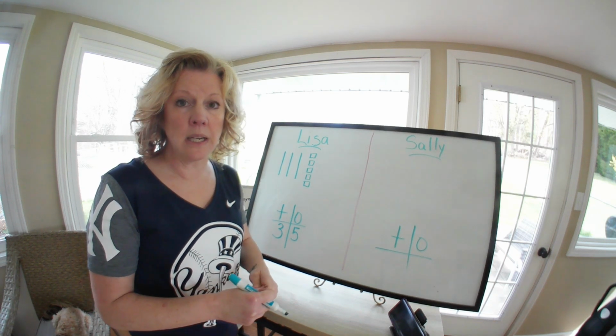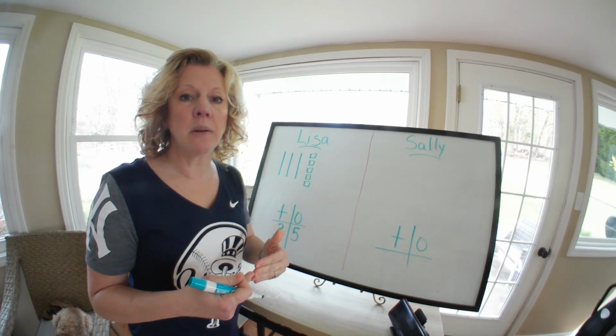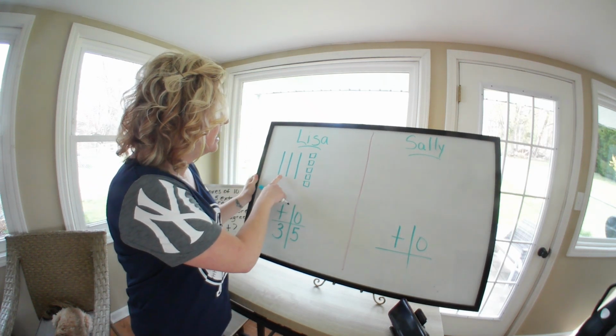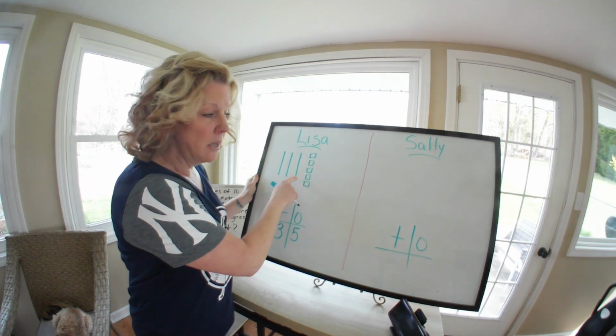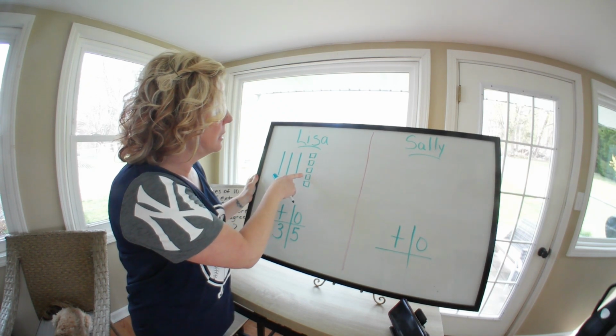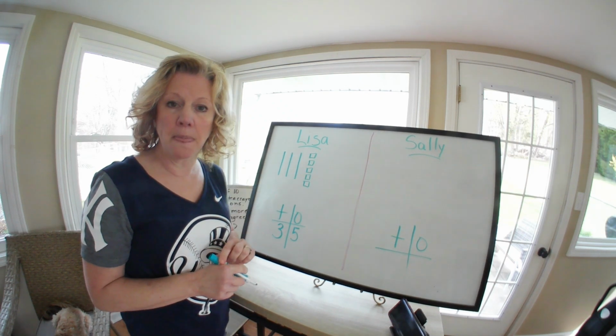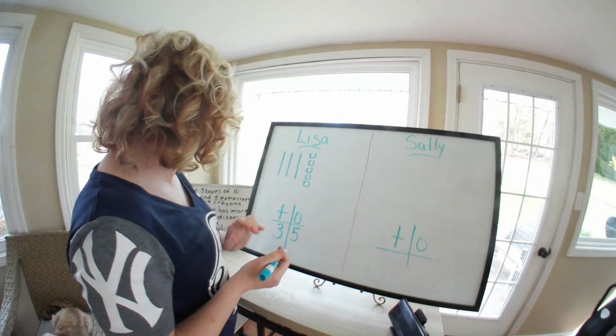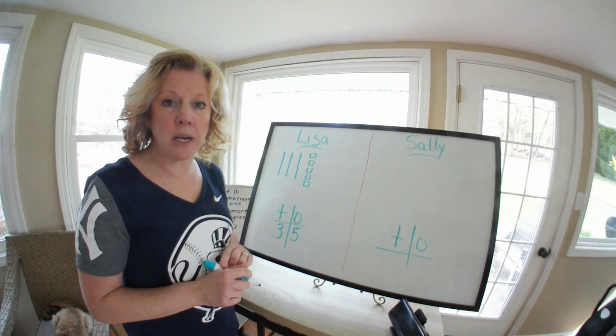But let's count it. And remember, as we count, we start counting by tens and then we switch it up and start counting by ones. So we have 10, 20, 30. 31, 32, 33, 34, 35. 35 crayons. Okay? Now, Sally says she has 19 crayons.